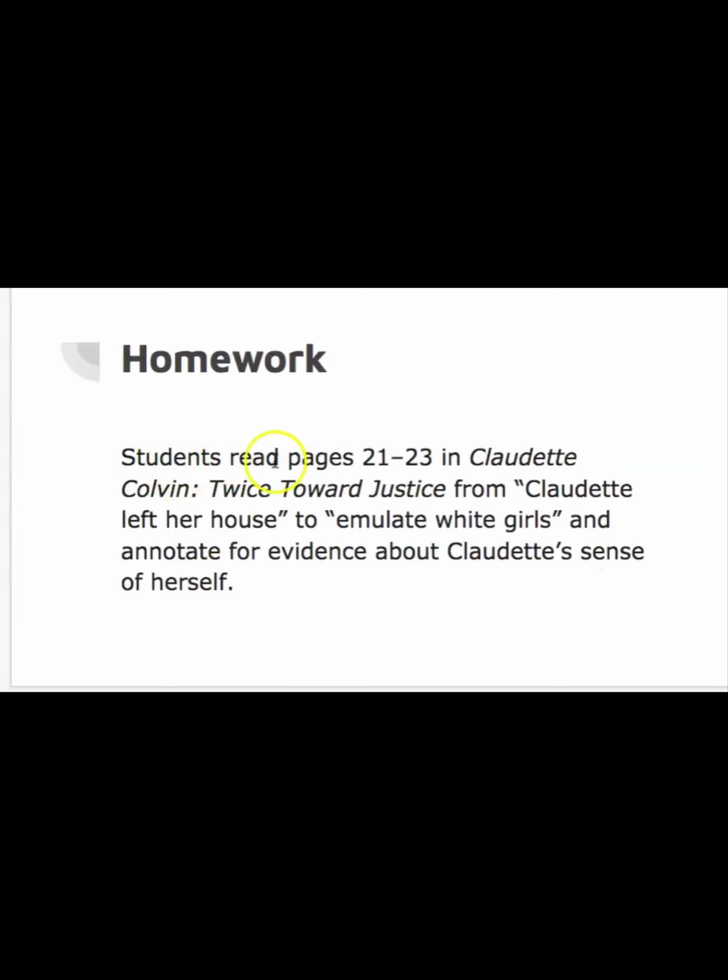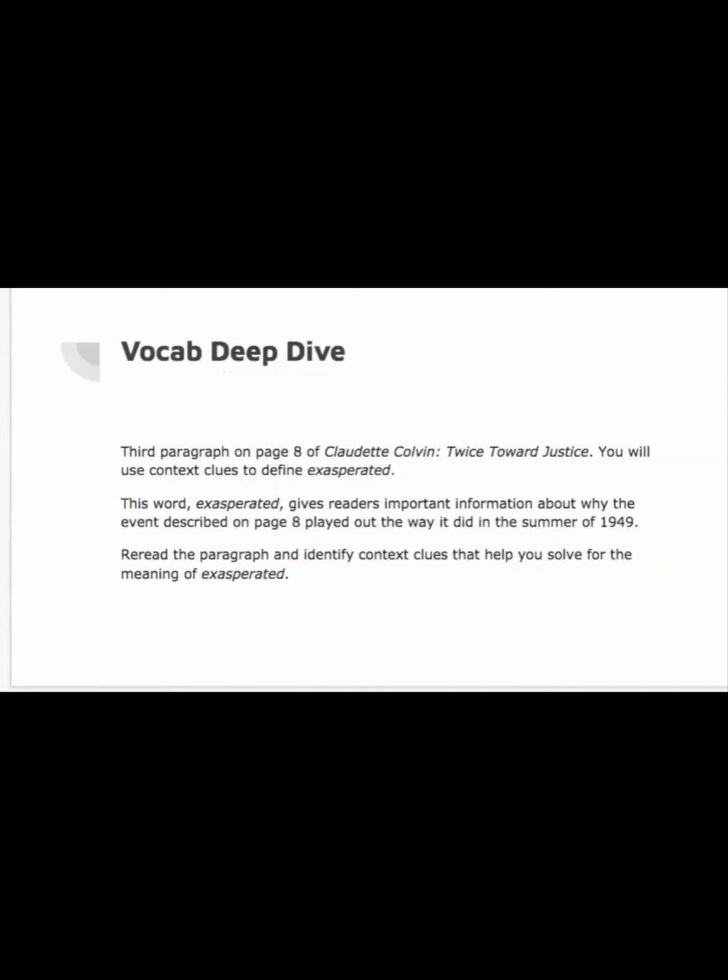For our homework, students need to read pages 21 through 23, from where Claudette left her house to emulate white girls, and annotate for evidence about Claudette's sense of herself. How does she feel about herself based off of these 2 pages? Now on to our vocabulary deep dive.